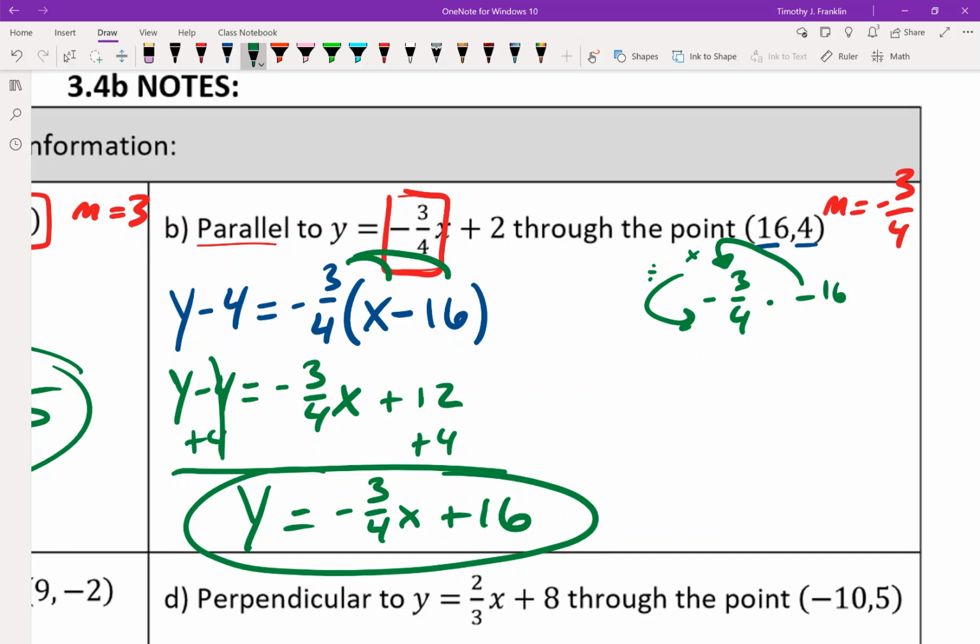So again, we're using the slope from an equation that we know is parallel or perpendicular, as we'll see next, and using a point that the line goes through to write the equation in point slope form and then solve for y.